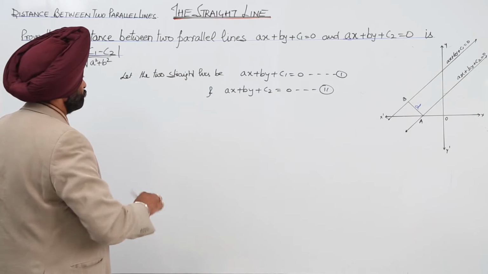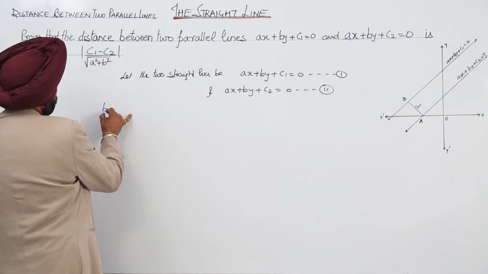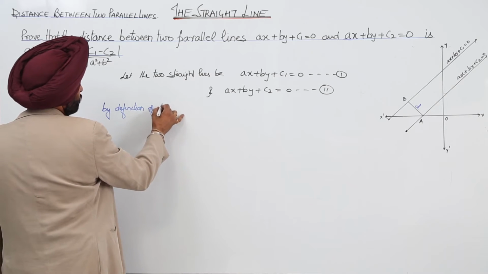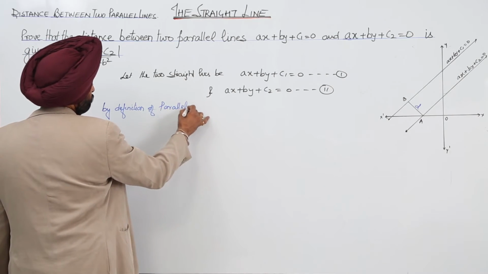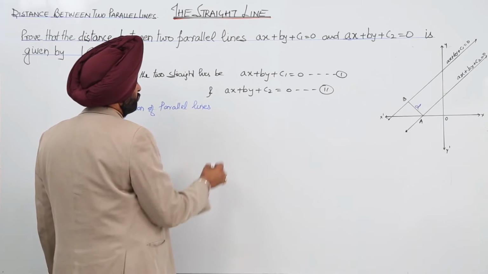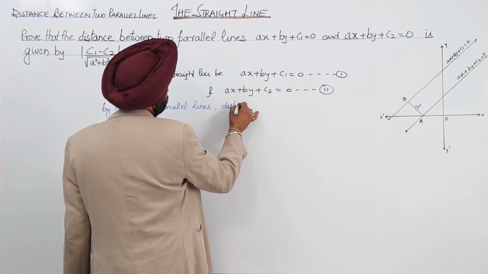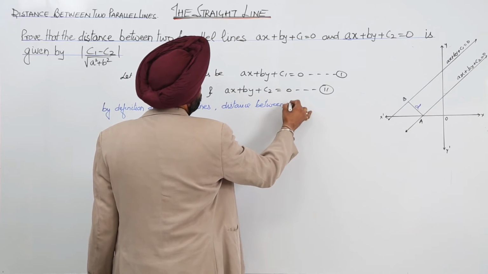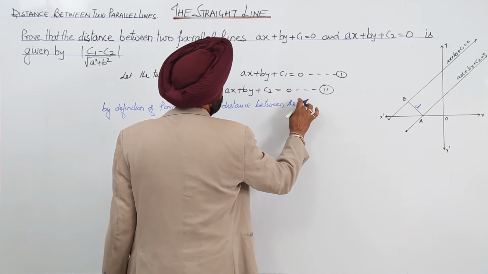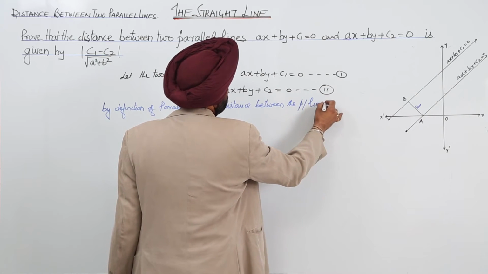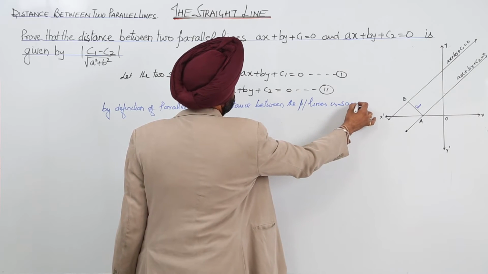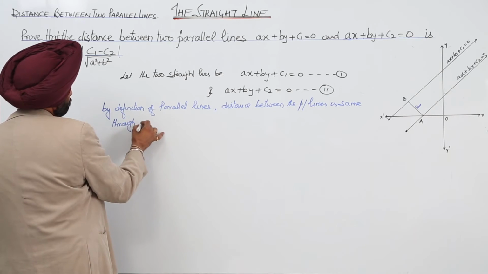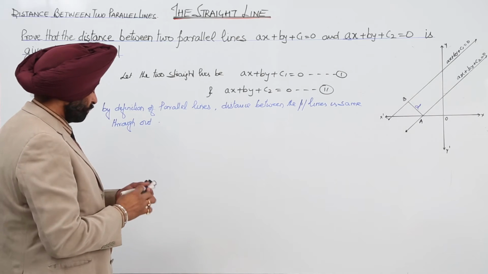Okay. So now, by definition of parallel lines, the distance between the parallel lines is the same throughout.